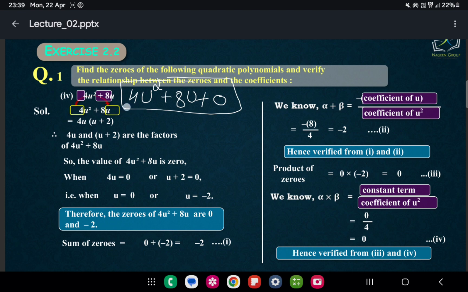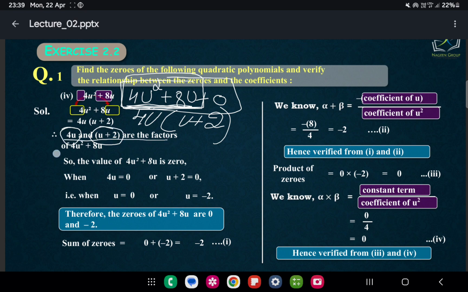Next step, we can take only 4u square and 8u. Here 4 is common in both the terms and u also common, so we can take 4u as a common. You will get u plus 2, because 4 into 2 is 8, u is u. So 4u separately and u plus 2 are the factors of 4u square plus 8u.